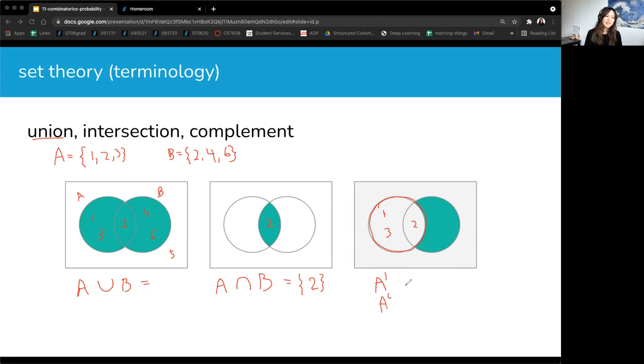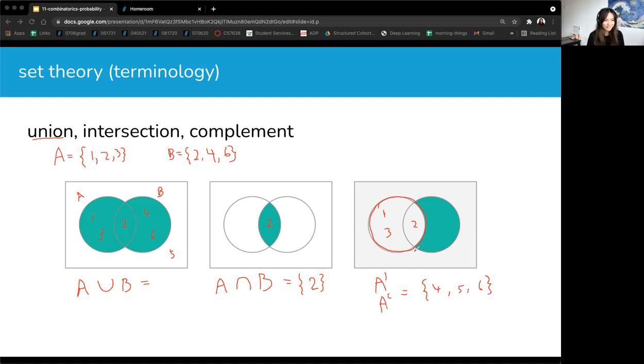And the complement is actually anything in the entire sample set or in the entire sample space that isn't in A. So it's actually not just this green part, but it's also the 5 that was out here. So the complement of A is actually 4, 5, and 6.